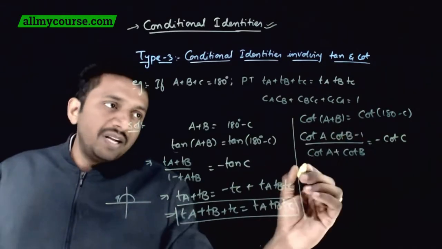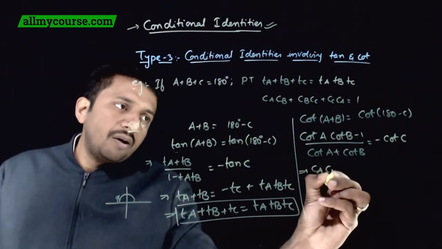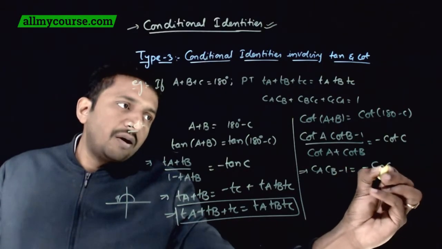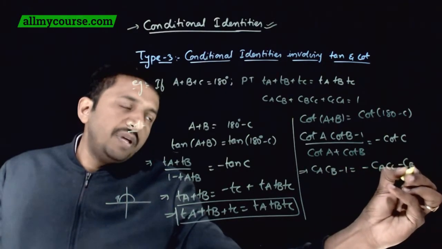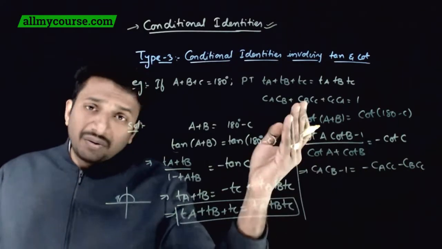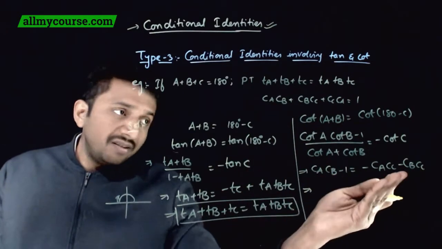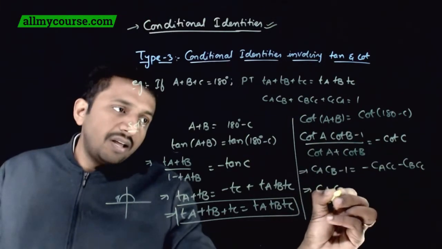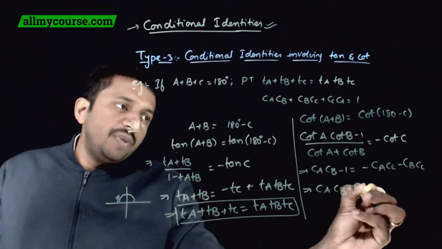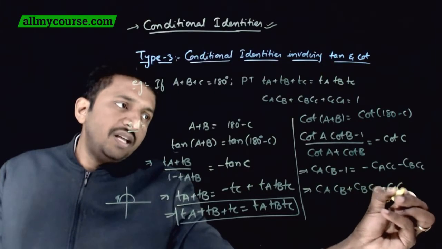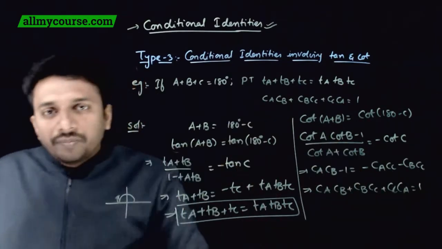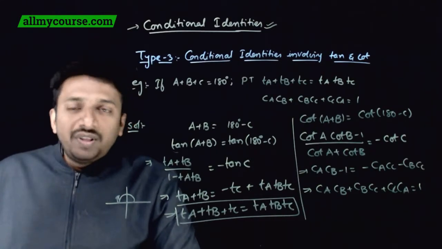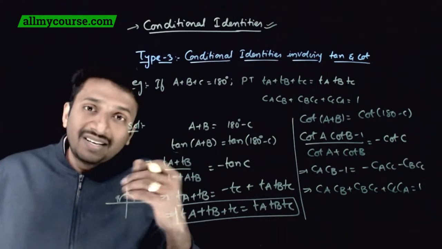If you do the cross multiplication, you get cot A cot B minus 1 is equal to minus cot A cot C minus cot B cot C. You see that you're getting the required identity. If you bring these two on this side, minus 1 goes on to that side. So cot A cot B plus cot B cot C plus cot C cot A is equal to 1. In this way, you can prove the conditional identities involving tans and cots.